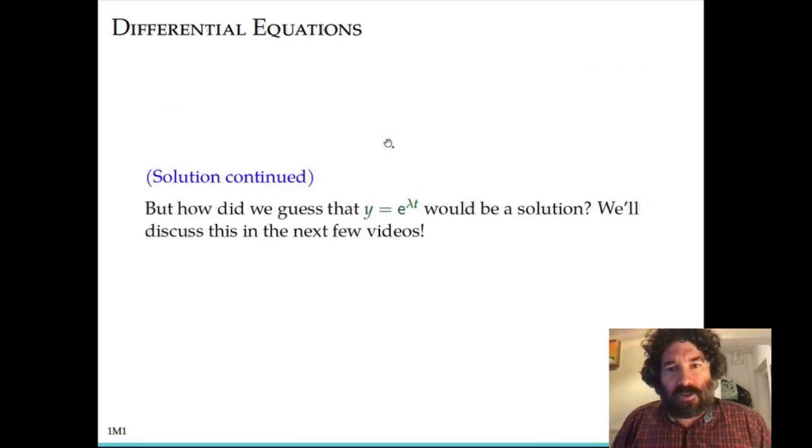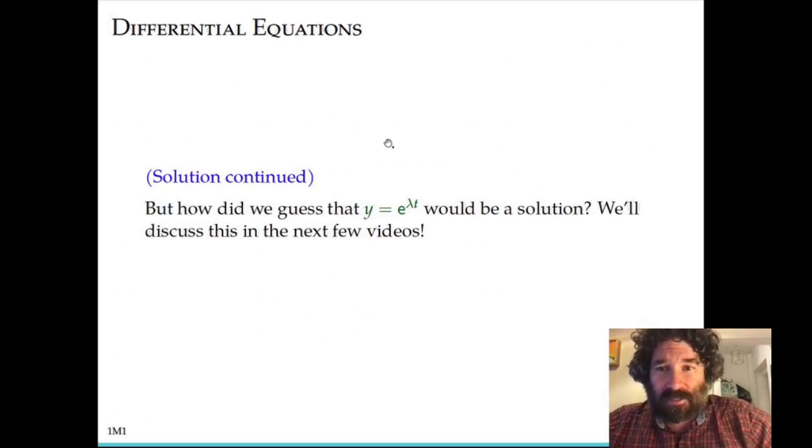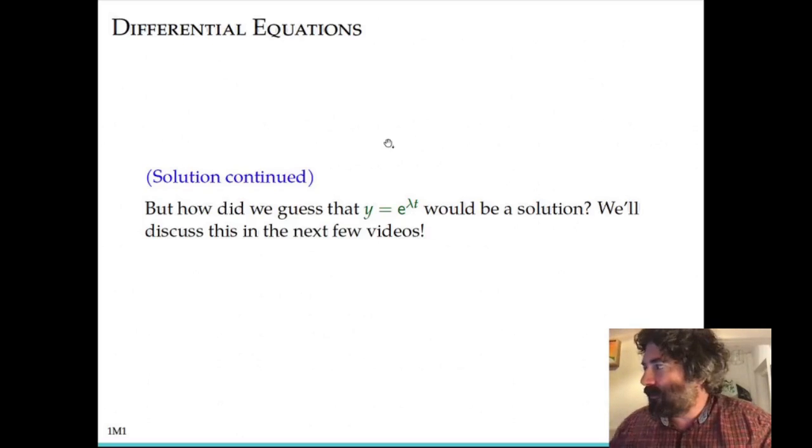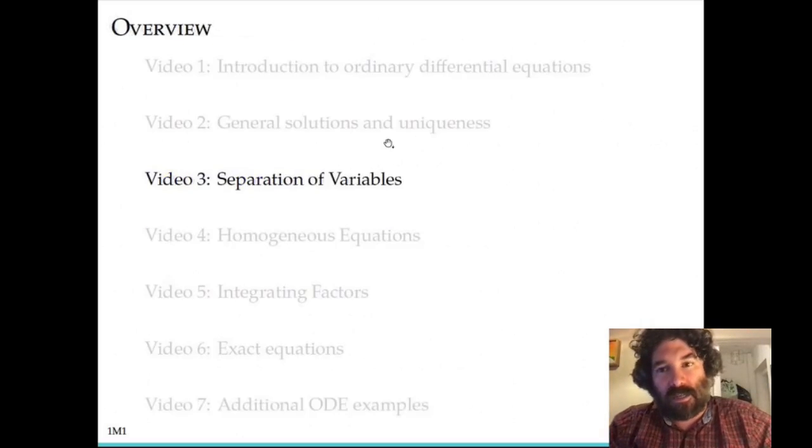So this is the solution to this problem, but of course it's a bit unsatisfying since I just waved my hand and said this is exponential growth, so we'll guess that y is an exponential. Now, how do we know that that's the solution? Well, there are constructive ways to find this solution, and that's what we're going to cover in the next few videos. So in the next video, we'll talk about a method to do this that's called separation of variables.